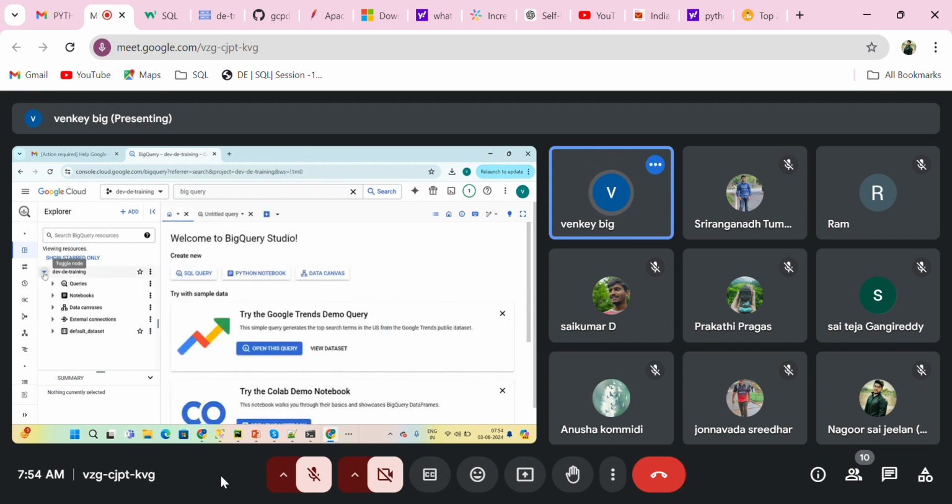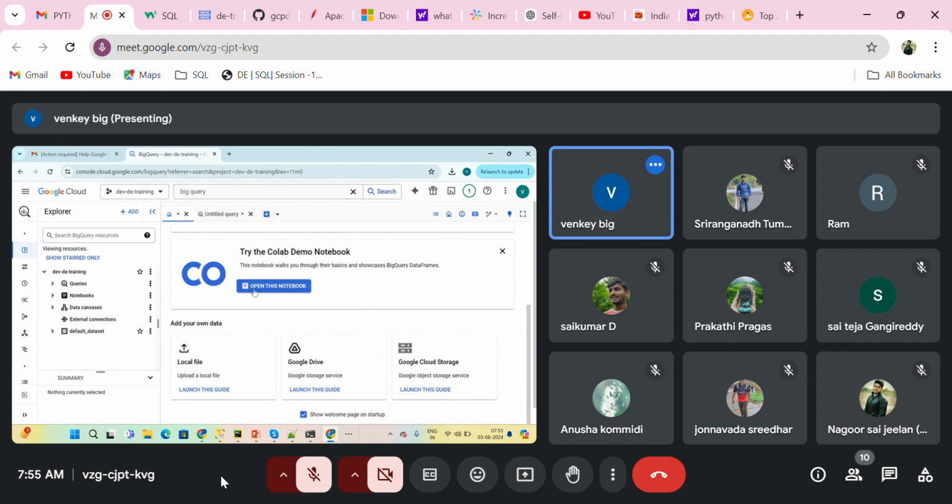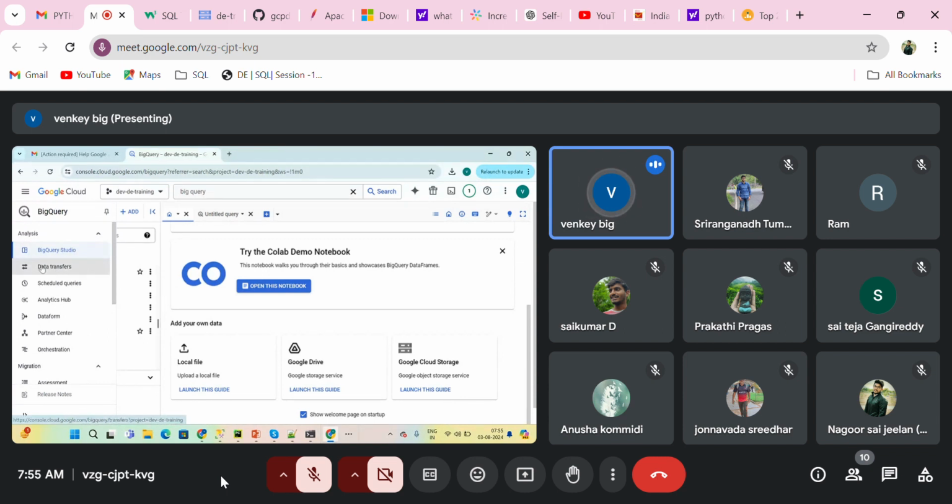In the project space, you will see queries, notebooks, data canvases, external connections, all these things. Okay, so you don't need to bother about all these things. You just consider it as a data warehouse for now. When we need the data, we will come here and see how we can play with the data. It has its own data transfer service, its own visualization, all these things.